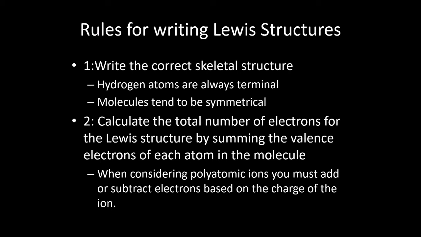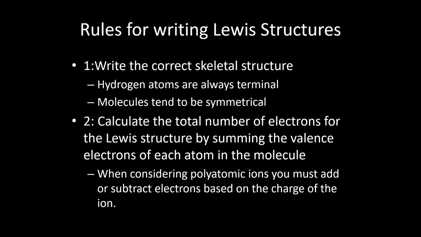All right, let's talk about writing Lewis structures for molecules that are covalently bonded together. So this, in case you don't remember from last time, is when we have nonmetals bonded together in a molecule. If we have a metal and a nonmetal, that would be ionic bonding. These are covalently bonded compounds, so it is going to be only nonmetals in these compounds.